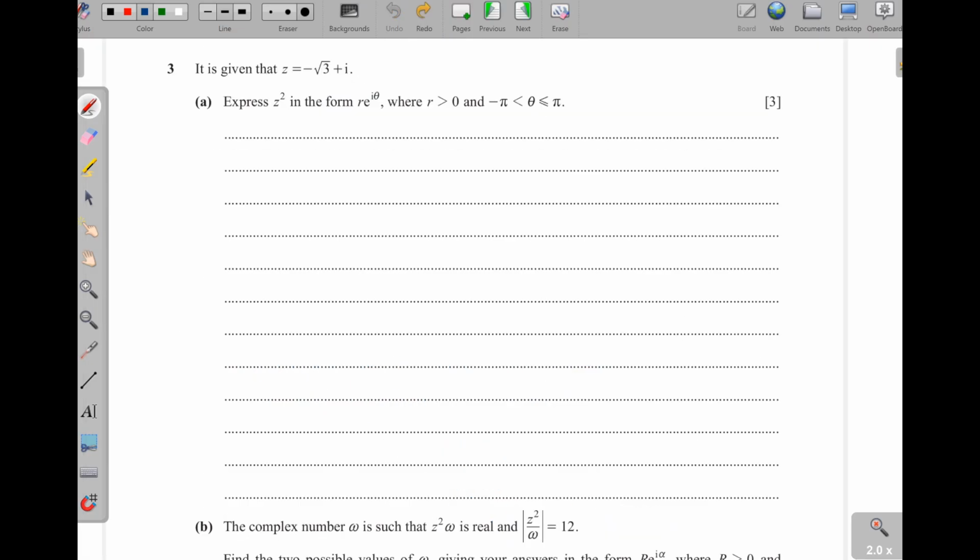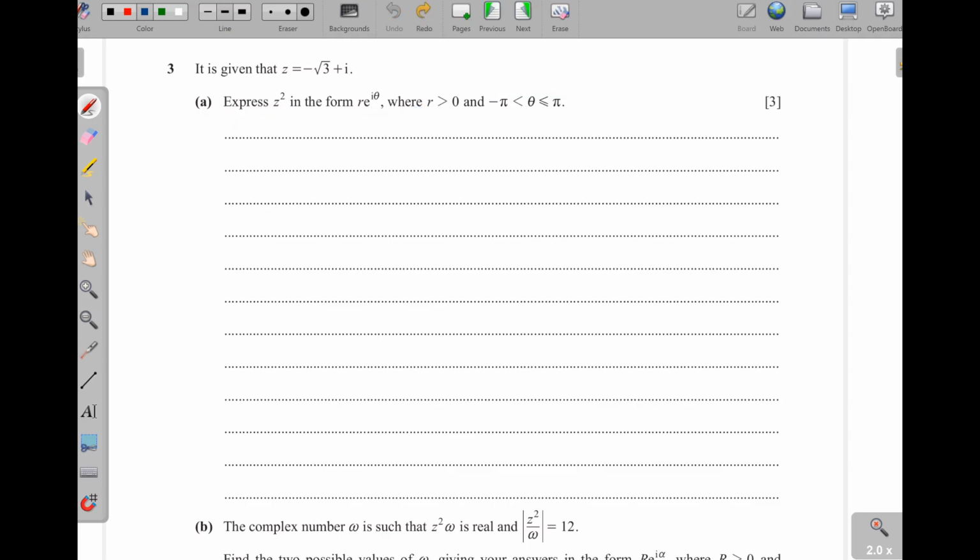Question 3 is coming from complex numbers. It is given that z is equal to minus root 3 plus i. Part A: express z squared in the form r e to the power of i theta, where r is greater than 0 and theta ranges from negative pi to pi.